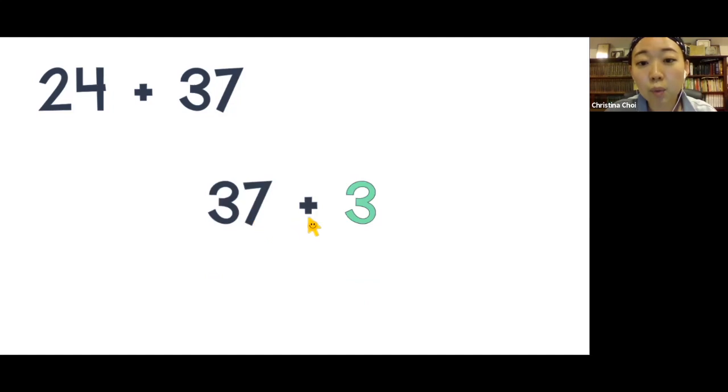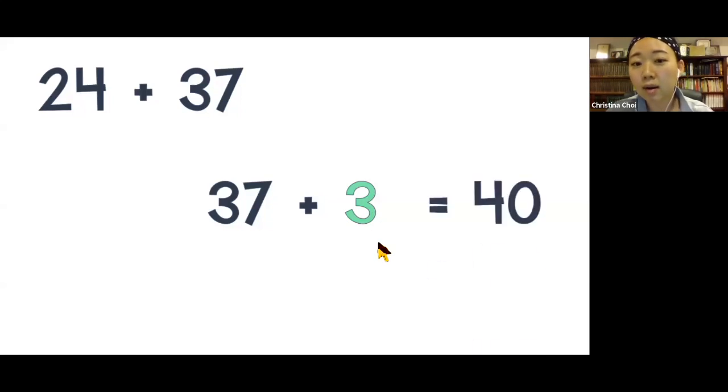37, we have a partner to 10 here. 7 and 3 is a partner to 10. So when we count on, we get to 40. So 37, 38, 39, 40. We have a friendly 40, right? Then that means that we had to break off 3 from 24, okay?